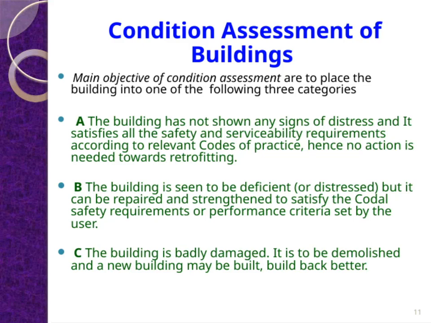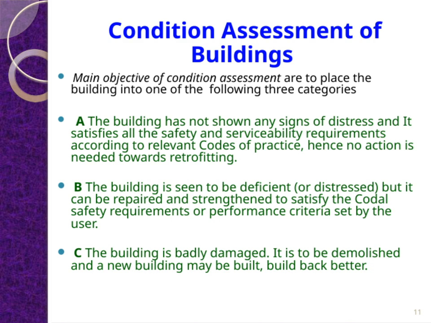In this slide, we're focusing on the main objectives of a condition assessment for buildings. Essentially, the goal is to categorize the building into one of three groups based on its current state. First, we have Category A, where the building shows no signs of distress and meets all safety and serviceability standards as per the relevant codes. In such cases, no immediate action or retrofitting is necessary.